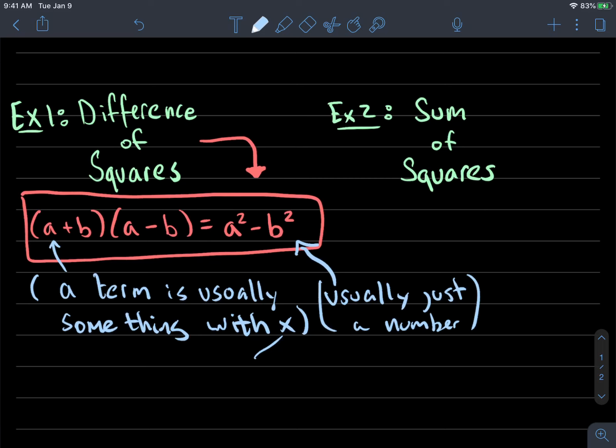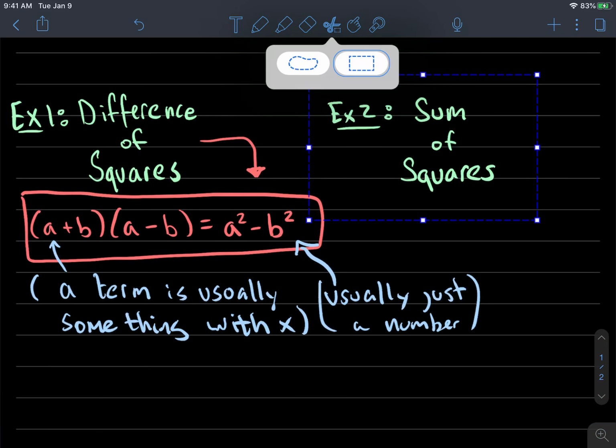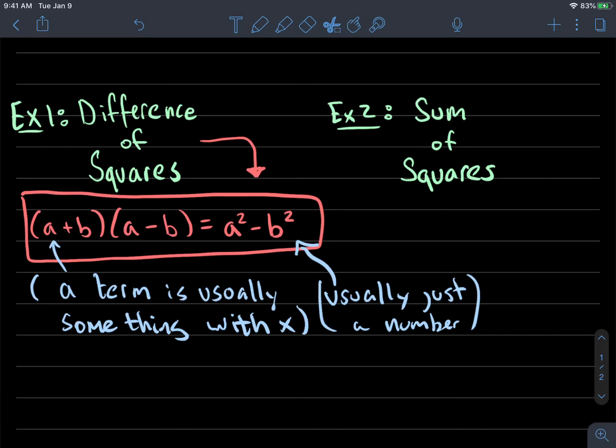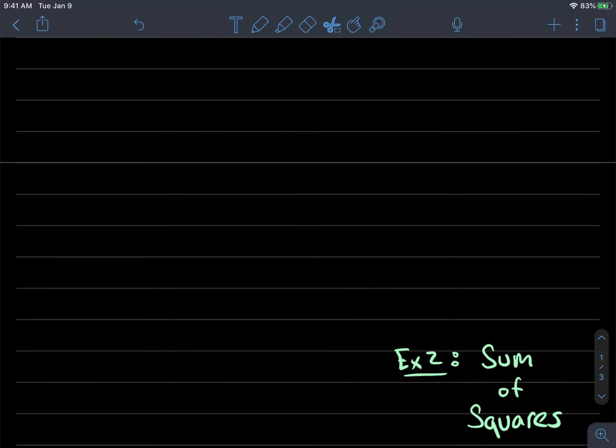Um, so what I mean by this is, let me just get this out of the way so that it's not distracting us. Oops, hold up. Let's see. Let me just get this out of the way. Yeah, we'll come back to this later.